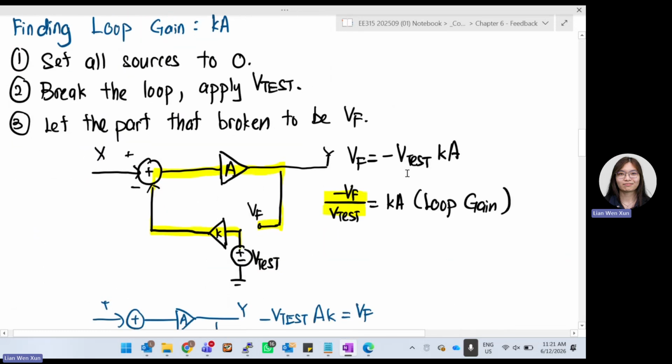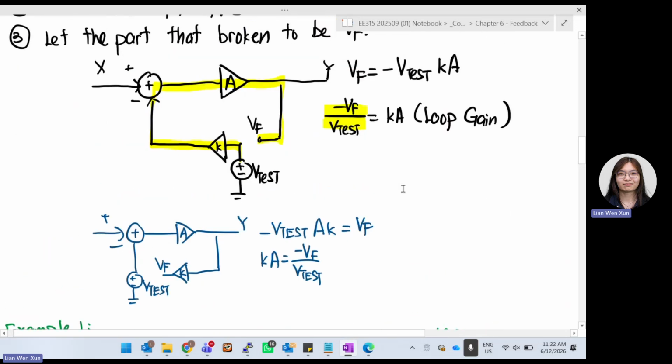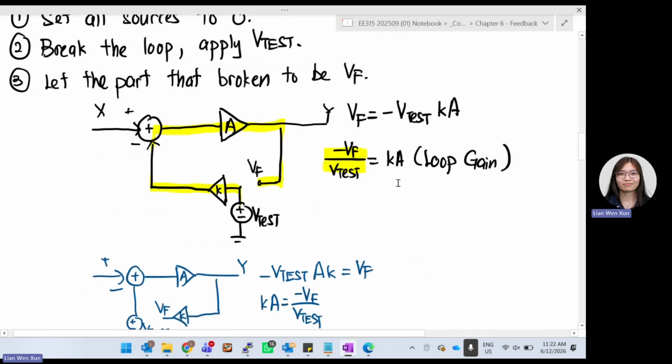But what if you want to find loop gain, Ka? Loop gain is Ka. How do we find loop gain? We have to follow these steps. First, we set all the sources to 0. We ground all the sources. Second, we break the loop. You can break anywhere you like. And we apply one V-test. Then we let the part that is broken be VF maybe. So finally, we want to find out what exactly is your Ka. Let's go part by part and see.